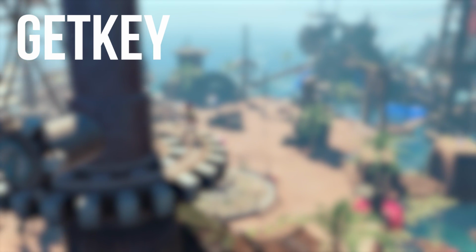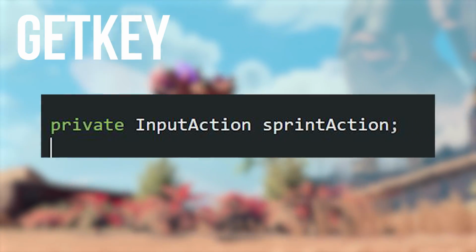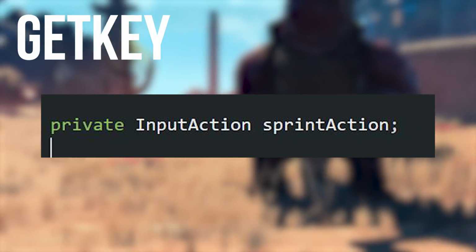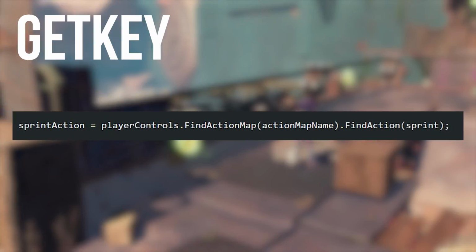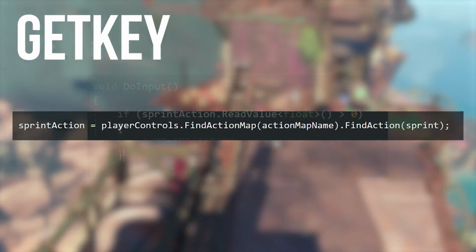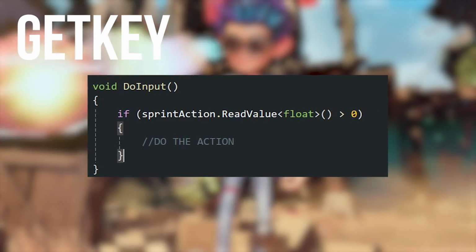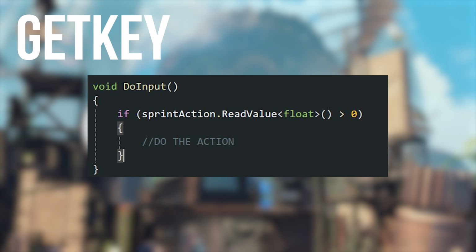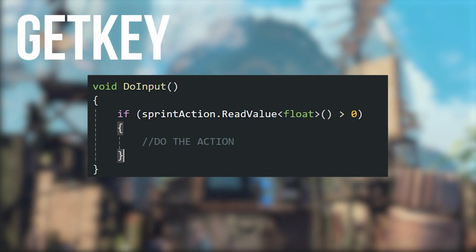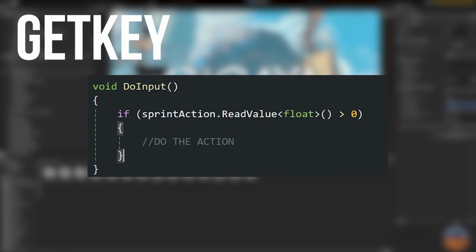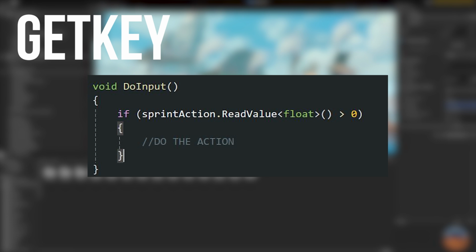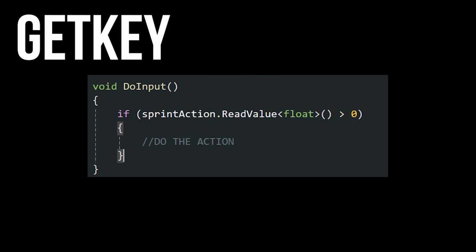Now for GetKey, we make sure that we also have the action that we want, so an InputAction, which in this case could be sprint action. We make sure that we found it in the action map and found the action. So if it's anything above 0, we must be holding the button down because the Unity input system recognizes it. sprintAction.ReadValue<float>(), then just two brackets at the end. And if it's greater than 0, then we can make our action happen.